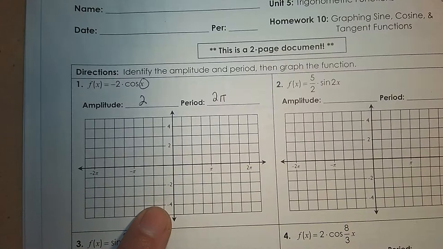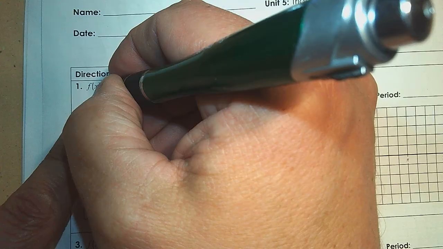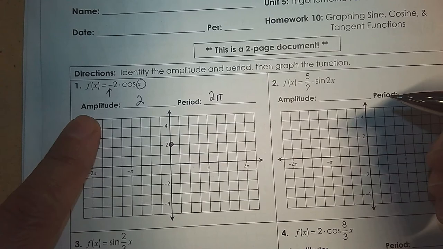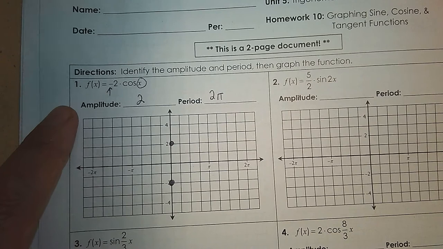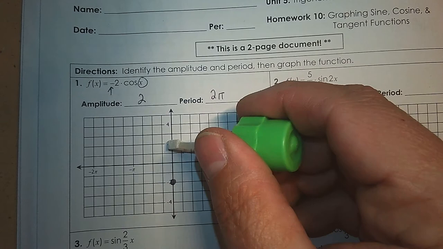So with the amplitude of 2, the maximum is 2. Whoa, but cosine is negative. So because we have a negative in front, it reflects it down and starts at negative 2. I need to get my A game on here. All right. Next, I'm going to put down the end of the wave of one cycle. So I'm going to find 2 pi.